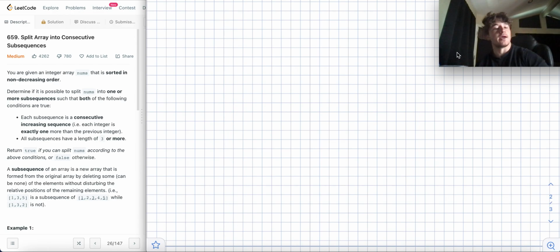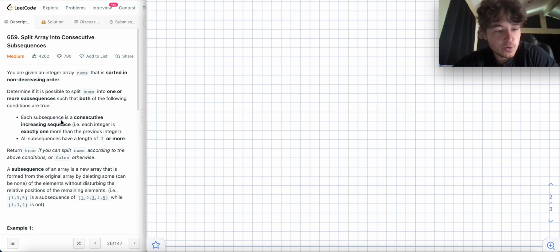Okay, so you were given an integer array nums that is sorted in non-decreasing order. Determine if it is possible to split nums into one or more subsequences such that both of the following conditions are true. Okay, what are the conditions here? A little weird here, right? So we're splitting the array into a bunch of subsequences, meaning that all the elements need to be a part of some subsequence, right? I can't neglect any single element.